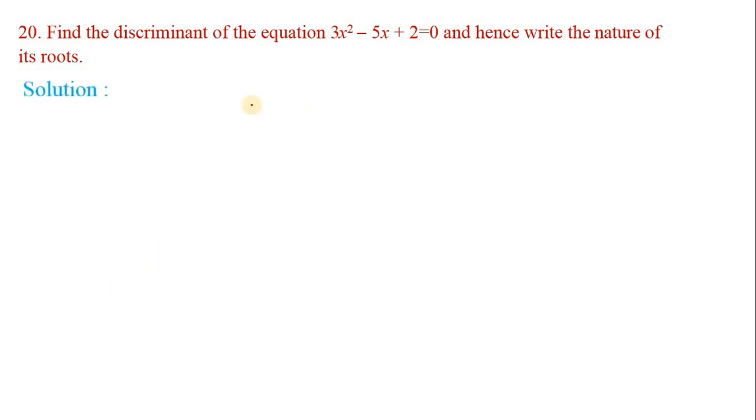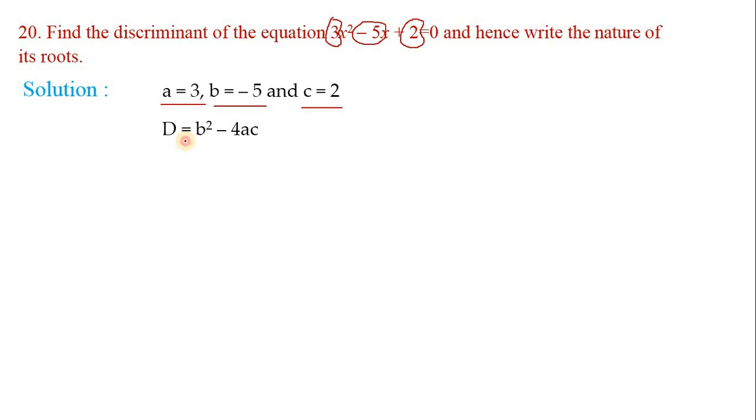So for that, let us find A, B, C values. A value is 3. How I have got it is, first term coefficient is 3, second term coefficient is minus 5, last term is 2. Hence the discriminant formula is D equals B square minus 4AC. Substitute the values. So we'll get this, and first let us solve this.